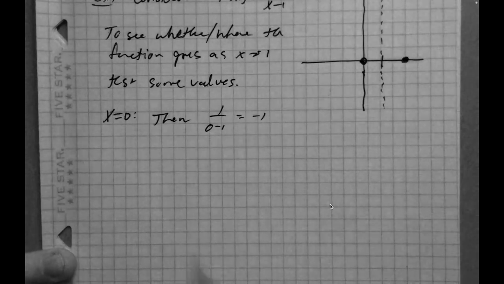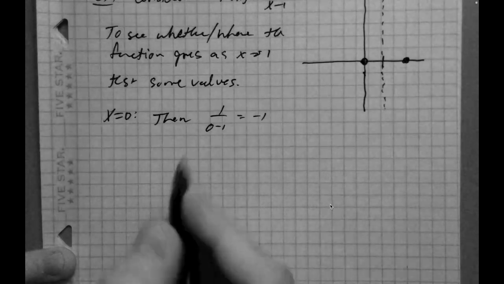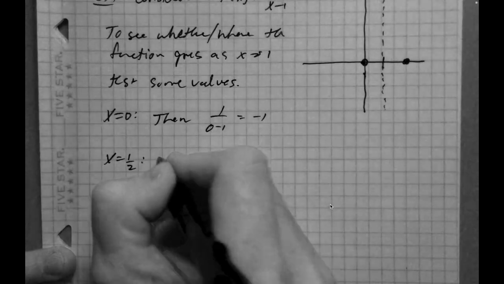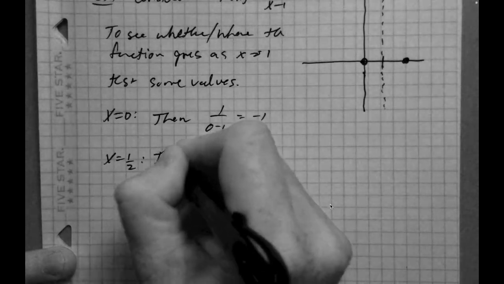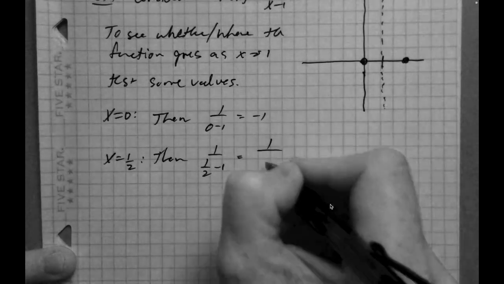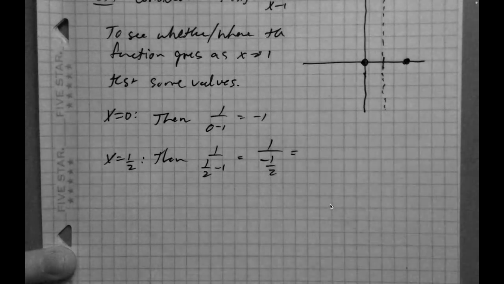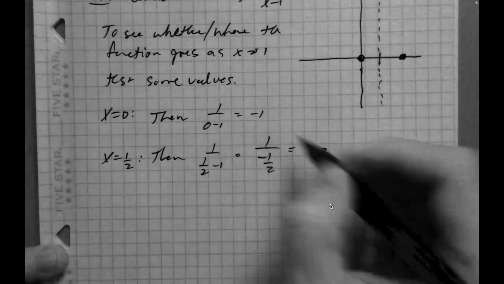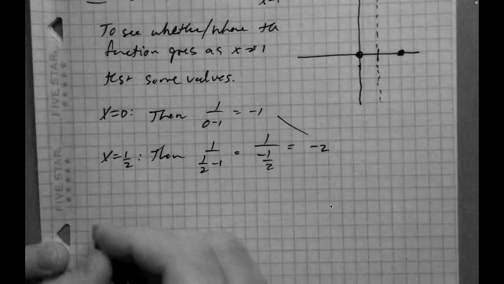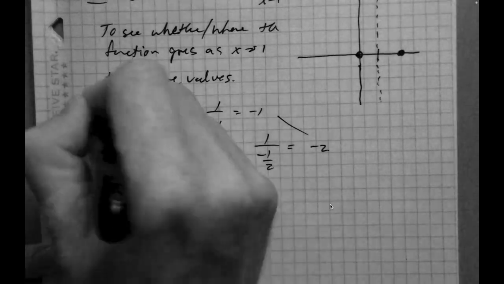Right, now if we wanted to, we could plug in x equals 1/2 just to confirm, and we would get 1 over 1/2 minus 1, which would be 1 over negative 1/2, which would be what? Negative 2, right? So these are obviously becoming increasingly negative. And let's test on the other side.